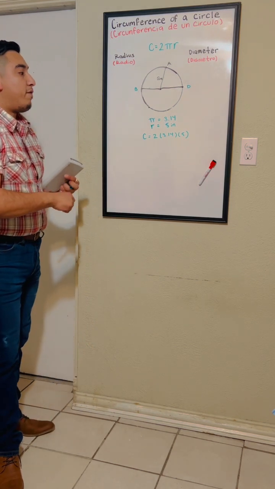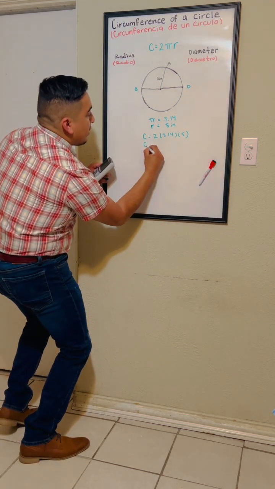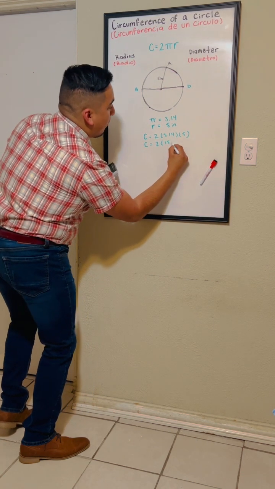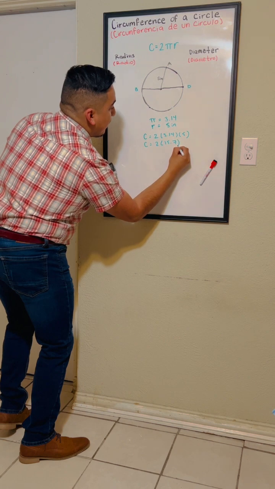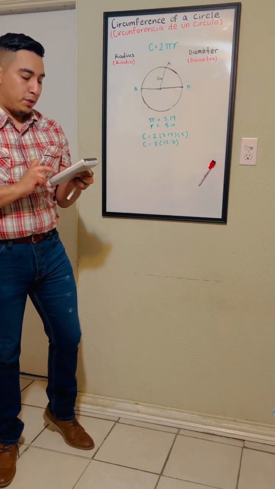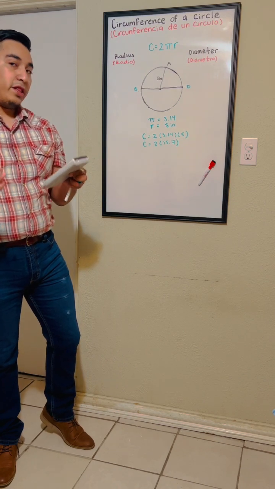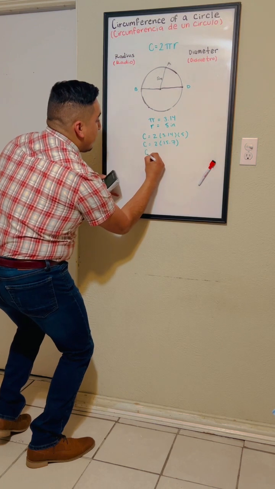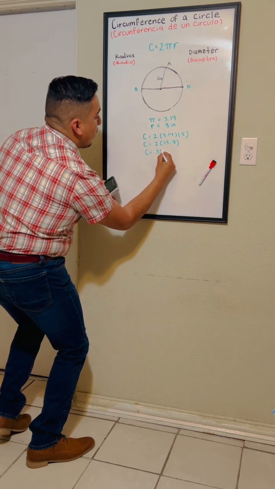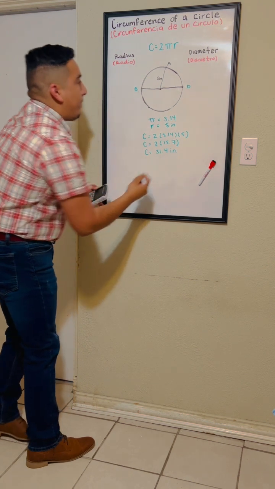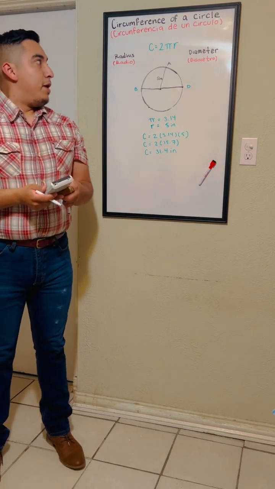So now we have circumference is equal to 2 times 15.7. And then we multiply 15.7 times 2. And then we get 31.4. So we have circumference is equal to 31.4 inches. Any questions?